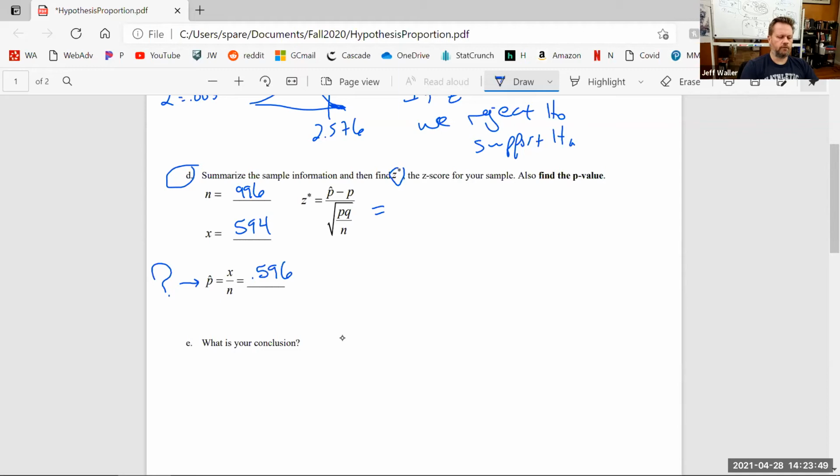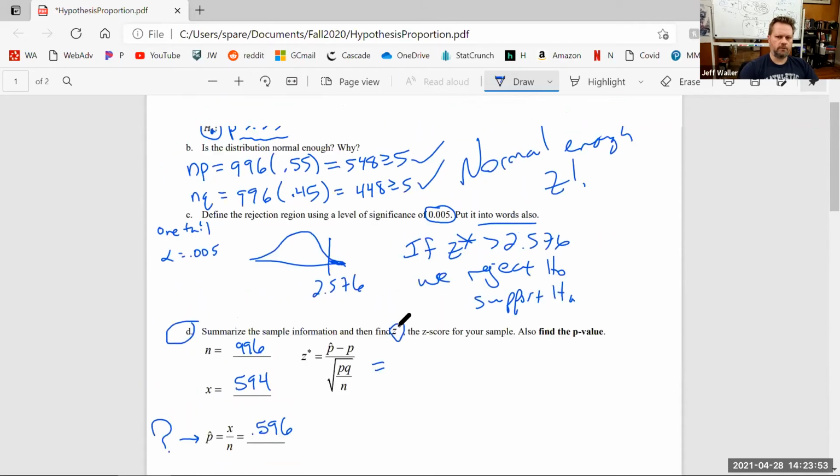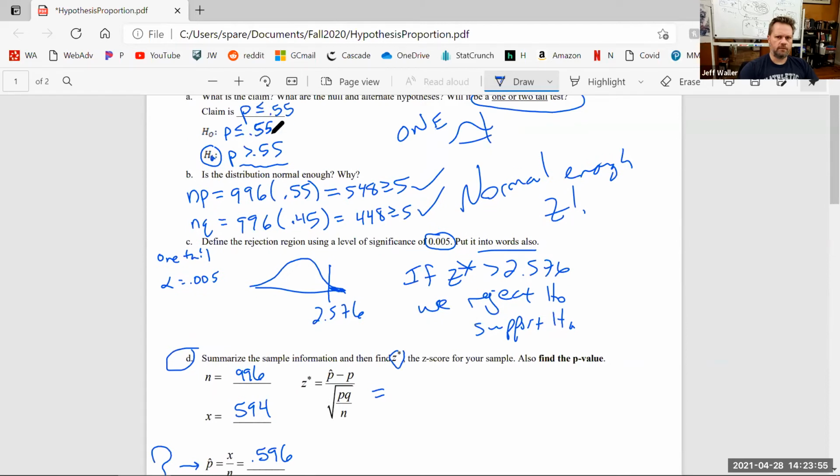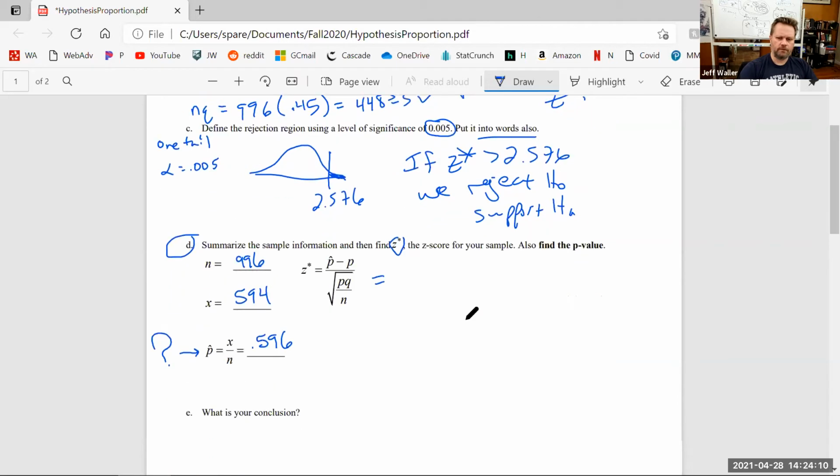Wait. What do we do for p? We're assuming this is p. Same exact way. What do we put here for mu? We put the number from the hypotheses, right? We assumed that was the mean. Same thing we do here. What's the population percentage? We're going to assume it's 0.55. I like it.